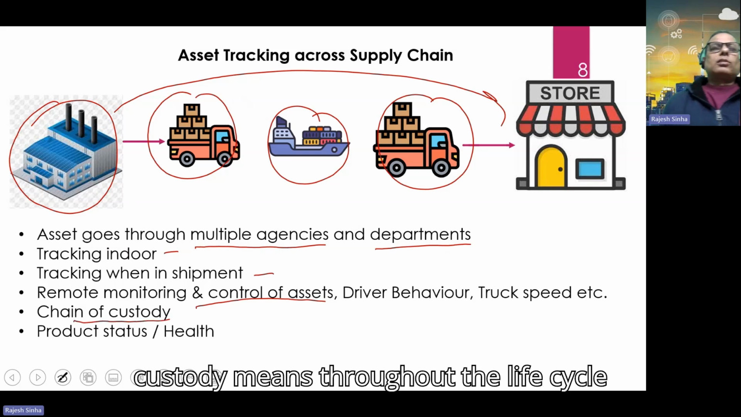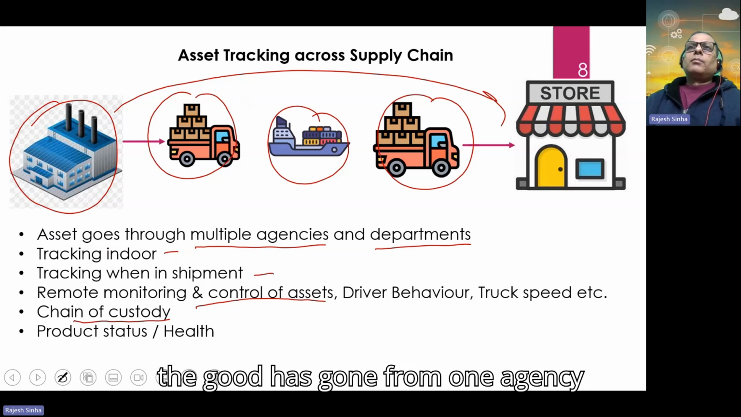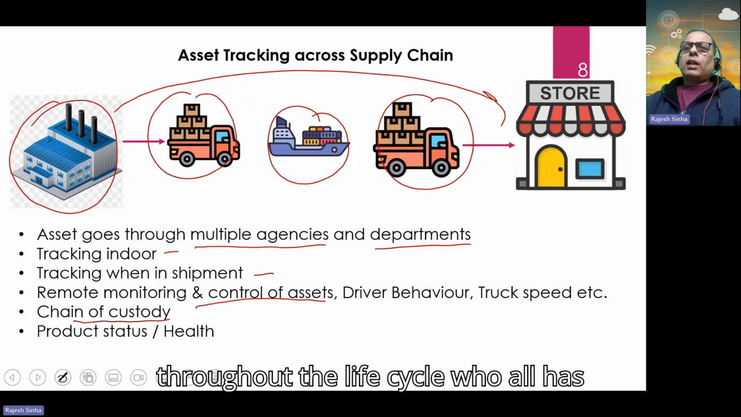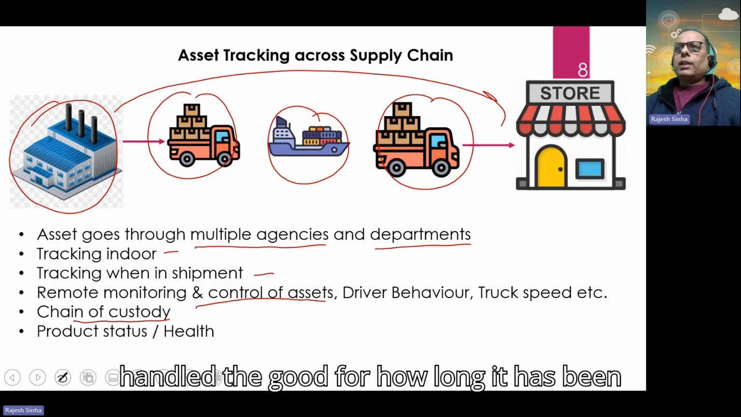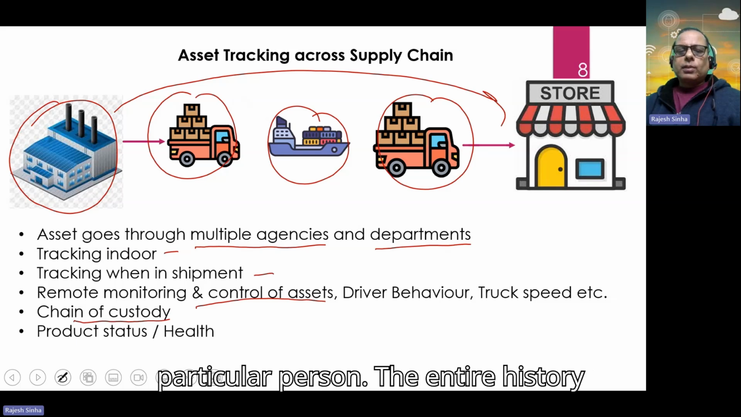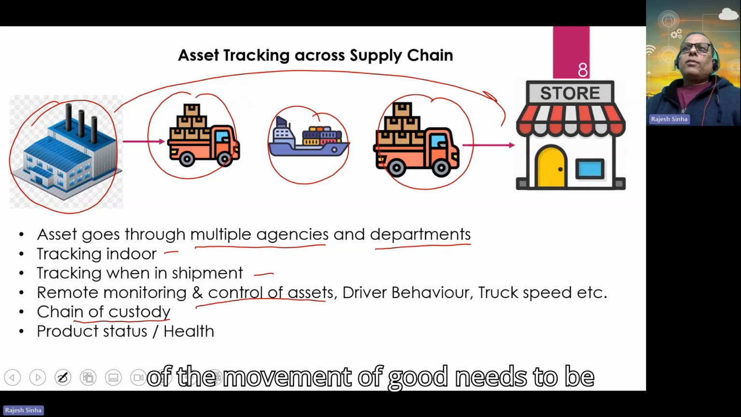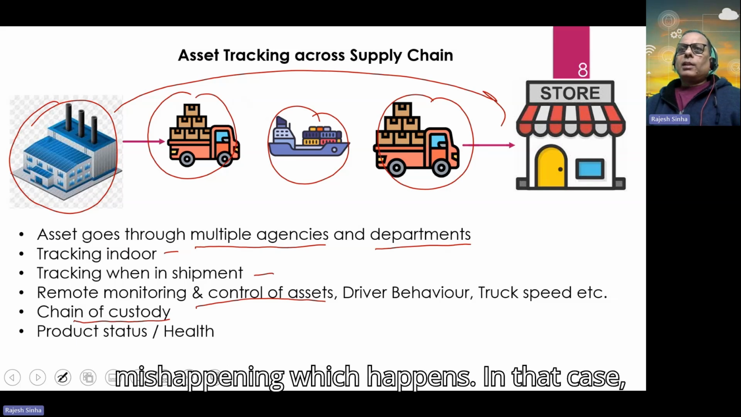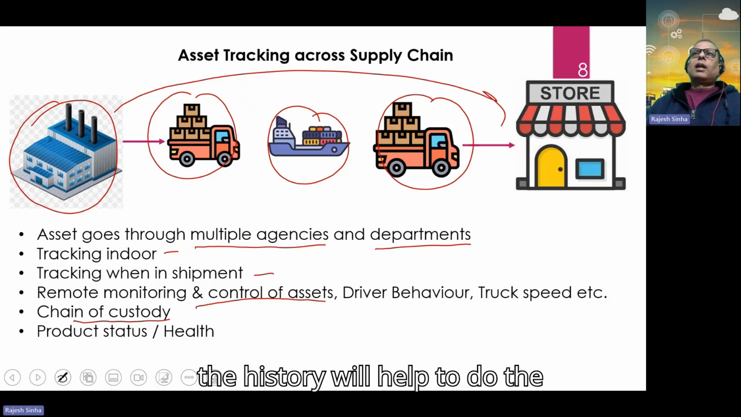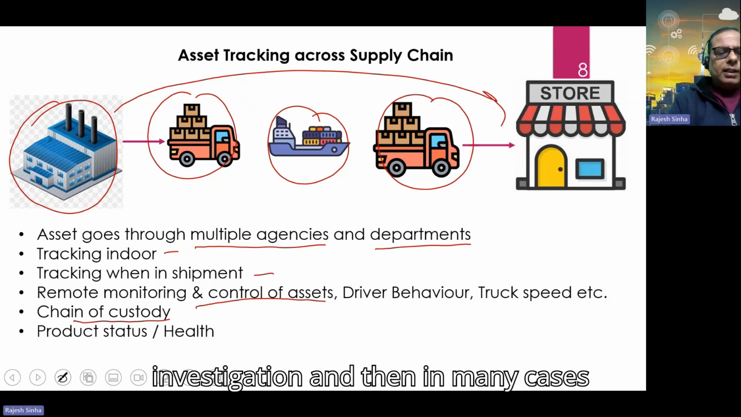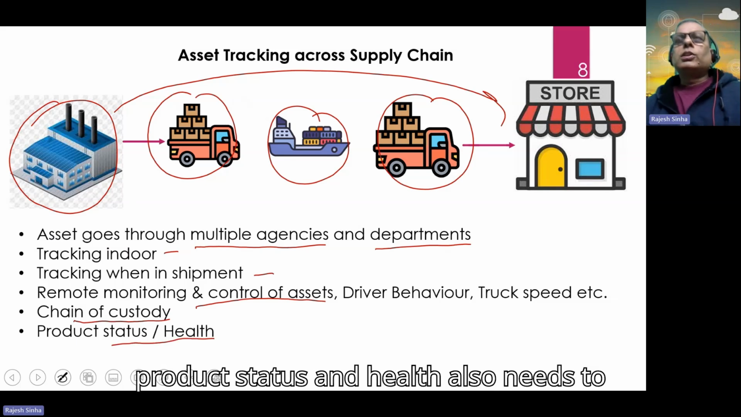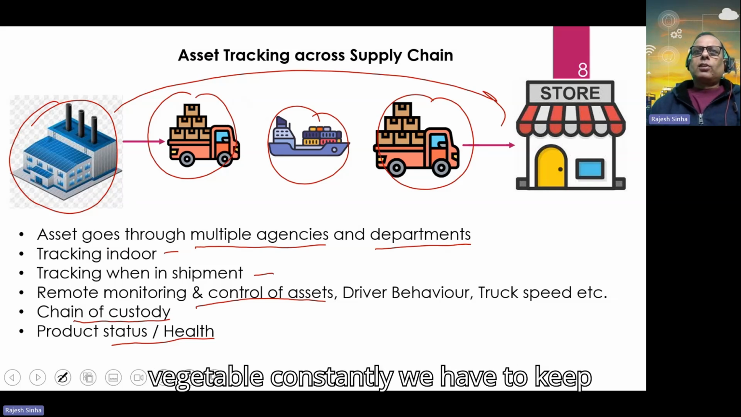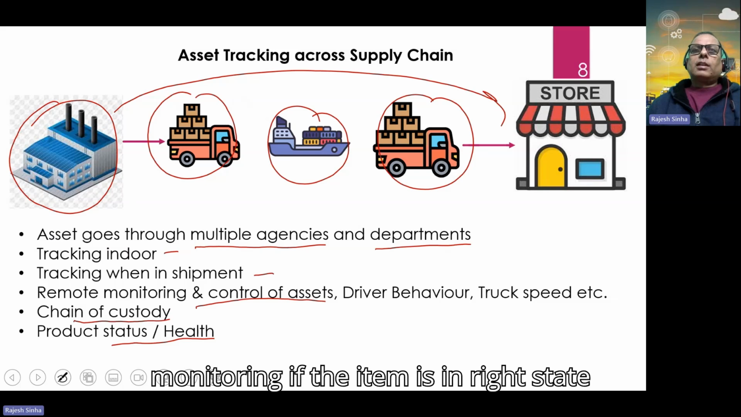Chain of custody means throughout the life cycle, the good has gone from one agency to another agency, and from one department to another department. So throughout the life cycle, who has handled the good, and for how long it has been with that particular department or person, the entire history of the movement of the good needs to be tracked. Whenever there is any kind of mishap, the history will help to do the investigation. And in many cases, product status and health also need to be continuously monitored. For example, in the case of perishable items like fruits and vegetables, we constantly have to keep monitoring whether the item is in the right state or not.